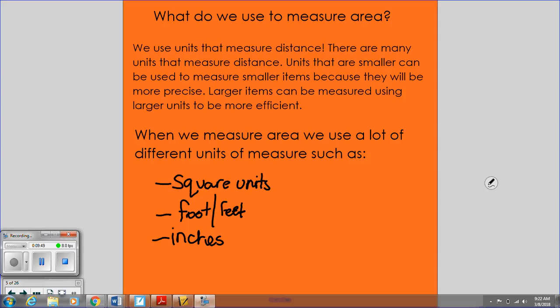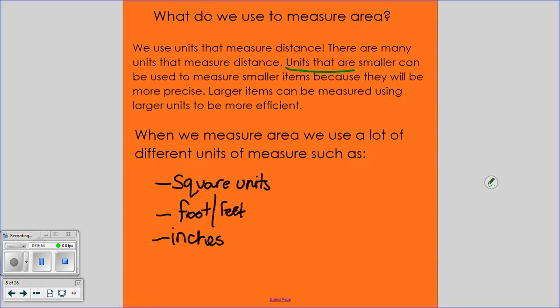So I need you to write, in your notebook, that units that are smaller can be used to measure smaller items because they will be more precise. So if I'm measuring Brian, myself, Lucy in feet, we're all going to be around 4-ish feet. However, if I use units that are smaller, like inches, I'll have a more exact measurement of all of these people. Do you see what I'm saying? The smaller unit can be more precise.